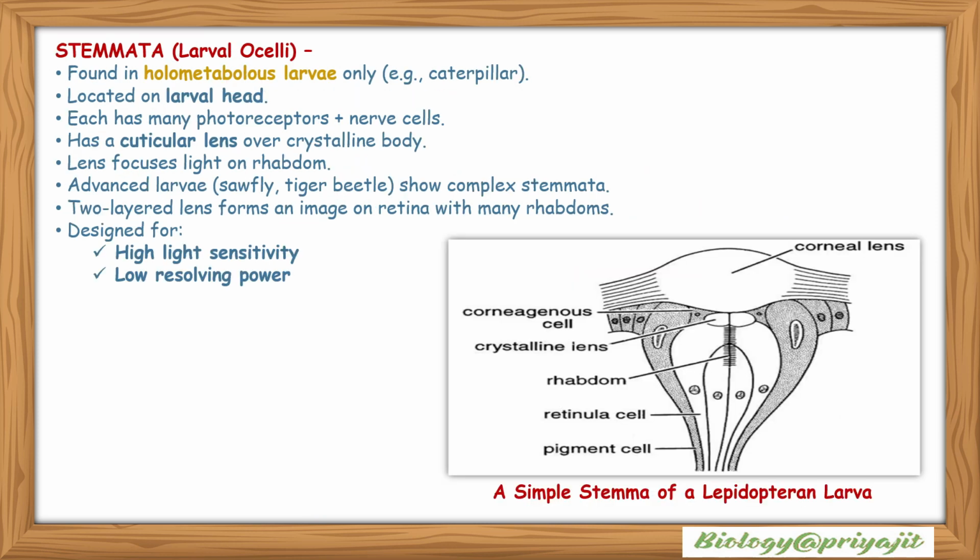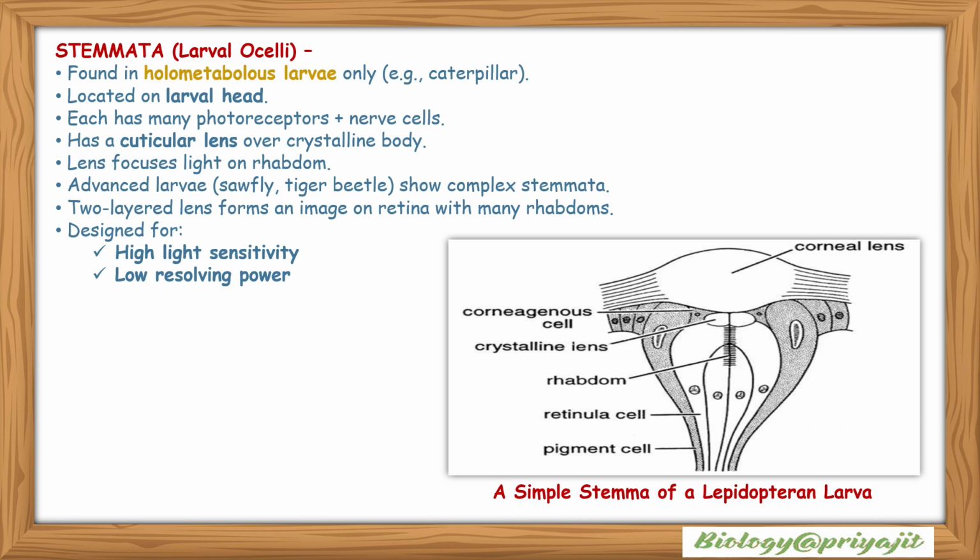Stemmata or larval ocelli are found in holometabolous larvae. We know what is a holometabolous insect, the life cycle of which has four different stages like egg, larva, pupa and adult. So example is the caterpillar. Caterpillar is the larval stage of the butterfly. So butterfly is a holometabolous insect.